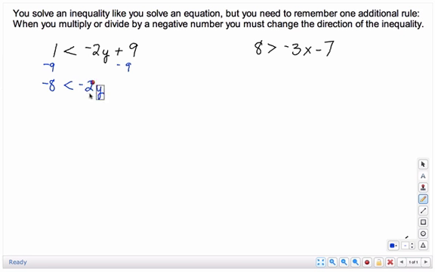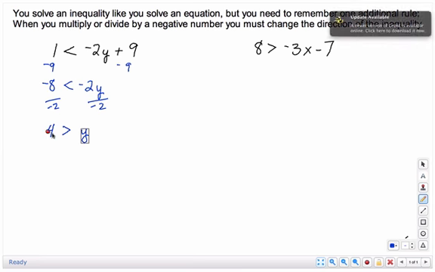And now in order to get y by itself, you need to divide both sides by a negative 2. And that is going to give you a positive 4. Now remember, when we divide or multiply by a negative number, the direction of the inequality changes. So we change the direction, and this negative 2y divided by negative 2 gives us a y. So this is 4 is greater than y, or you could also read this as y is less than 4.